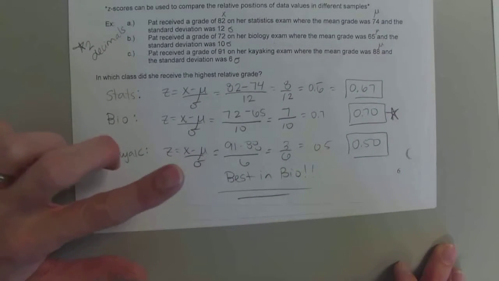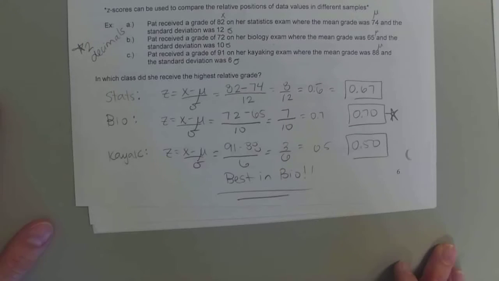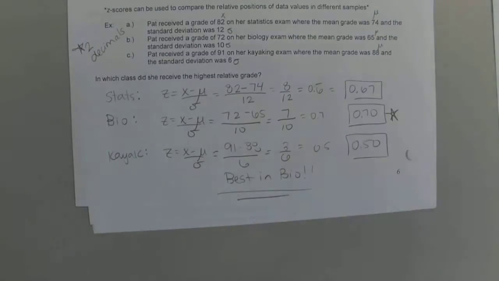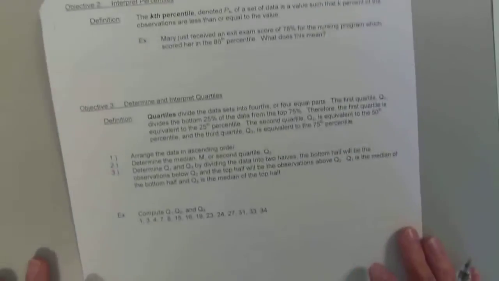So just because her grade was not the highest, 72 was actually the lowest exam score that she received, but obviously it was a harder test, because relative to the rest of the class, she scored a lot better. Is that okay? So that just lets you know position. How high am I compared to the rest of the class?